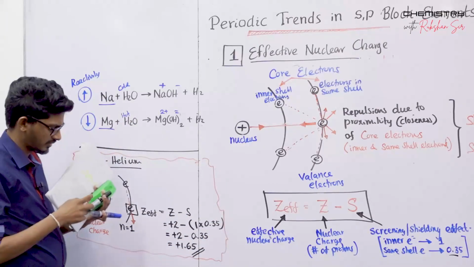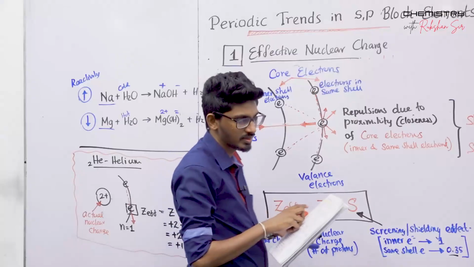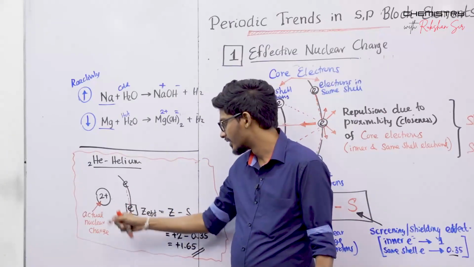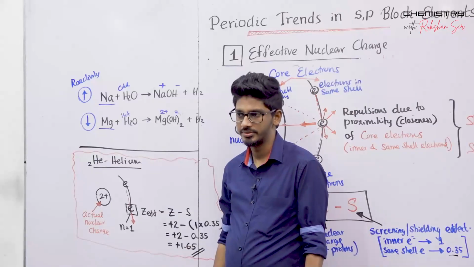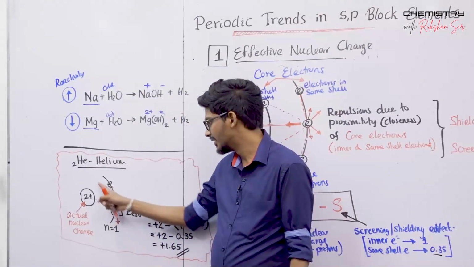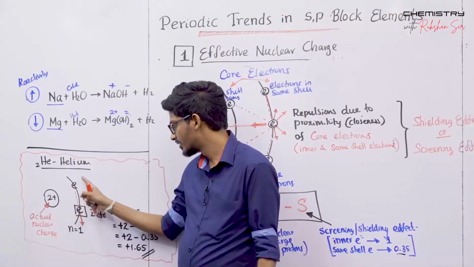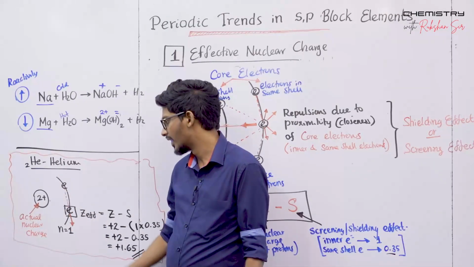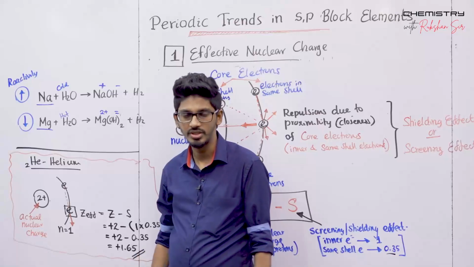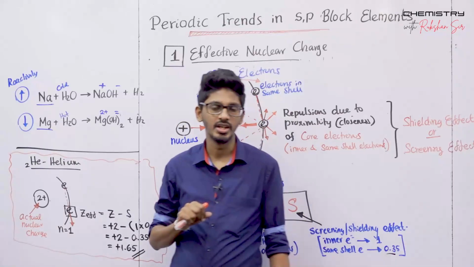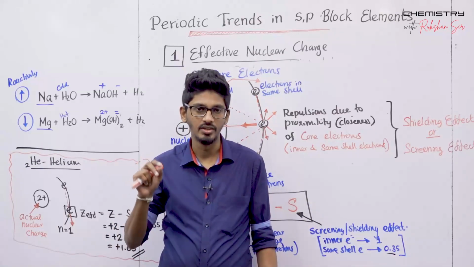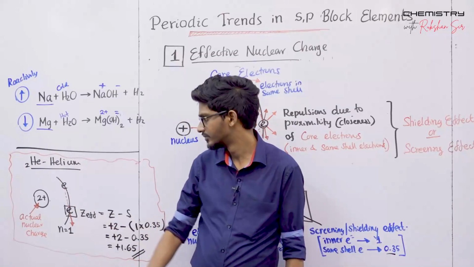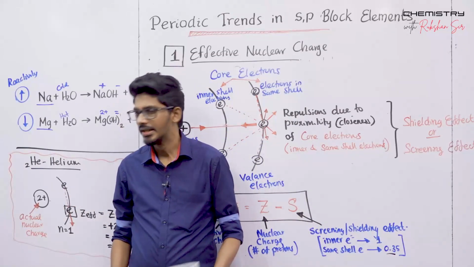Right now, even with helium, the effective nuclear charge is less than the actual nuclear charge, right? Because even in helium you have inner electrons. If you have inner electrons, definitely your effective nuclear charge will be a value lower than the actual nuclear charge, right? That is the idea.